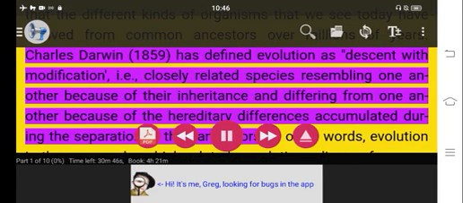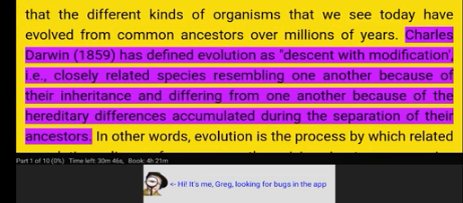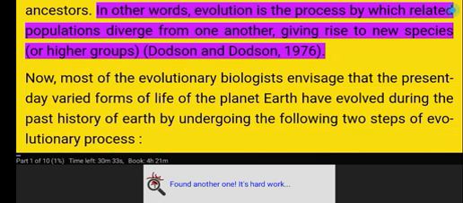Charles Darwin, 1859, defined evolution as descent with modification, i.e., closely related species resembling one another because of their inheritance and differing from one another because of the hereditary differences accumulated during the separation of their ancestors. In other words, evolution is the process by which related populations diverge from one another, giving rise to new species or higher groups. Dodson and Dodson, 1976.